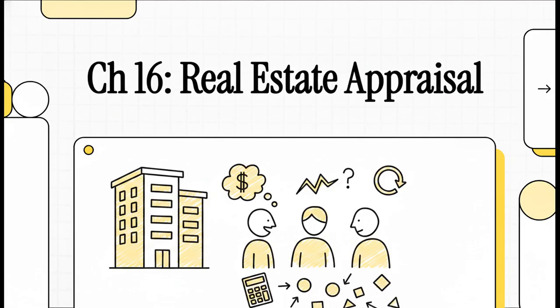When evaluating an income-producing property, you'll quickly realize that different investors might look at the exact same building and arrive at completely different opinions of its value. Why is that? Well, it's because every single investor brings their own unique financial goals, their own risk tolerance, and their own return expectations to the table. So today, we're going to learn exactly how they crunch those numbers.